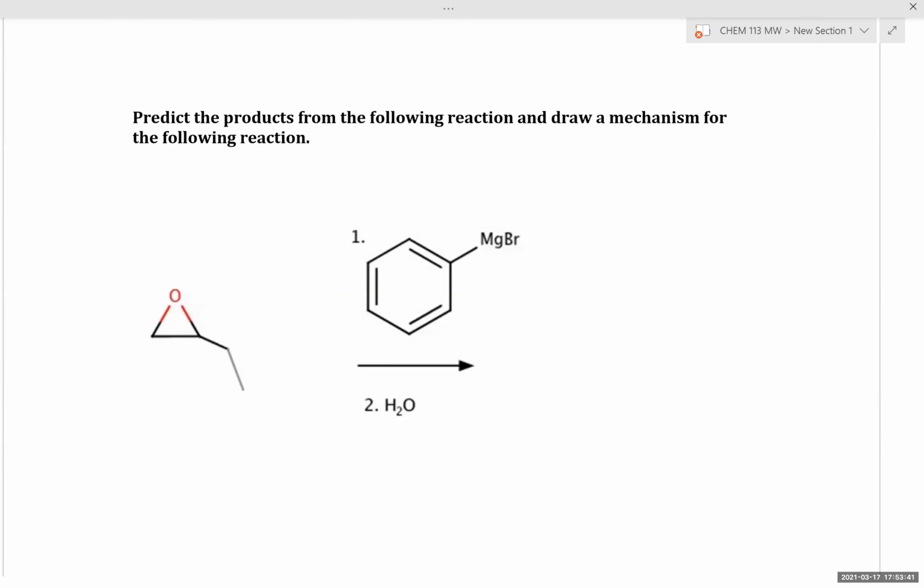So let's try this out, and I'd like us to predict the products and draw a mechanism for the following reaction. So we treat this epoxide with a Grignard reagent. Let's take about 3 minutes and try to draw an arrow pushing mechanism for this reaction.